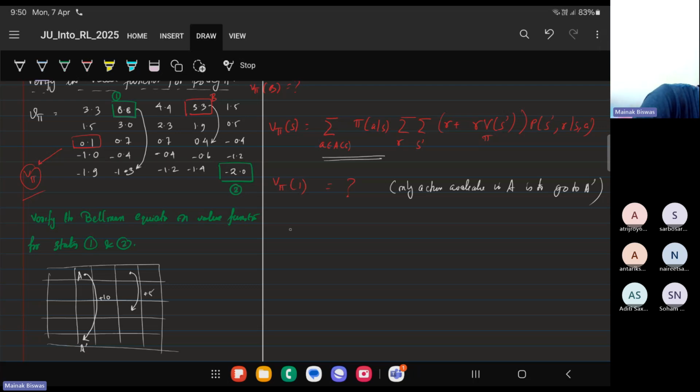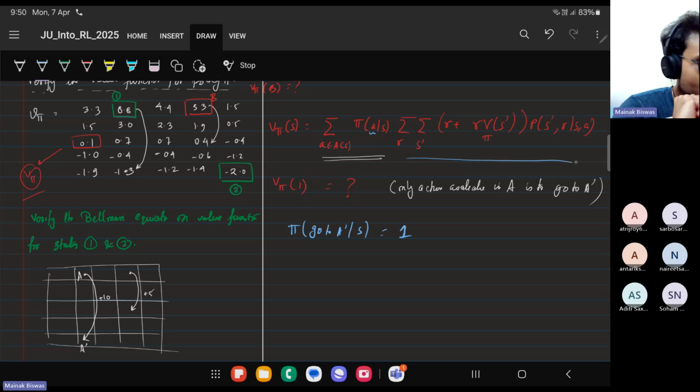No other option. Therefore, pi of action a, this is just going to be any action. Just go to A prime given S is just going to be probability 1. So therefore, all other actions do not need to be considered at all. So the inner summation, what will it be? If there is no variability in reward, because reward is just, what is the reward value? 10. Yes or no? Fine. And what is S prime? A prime. Do you agree?